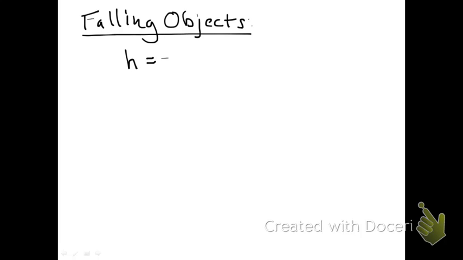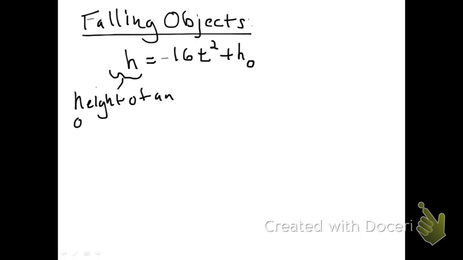H equals negative 16 t squared plus h naught. Let me talk about what these different things are in the equation. H is the height of an object in feet, t seconds after falling.